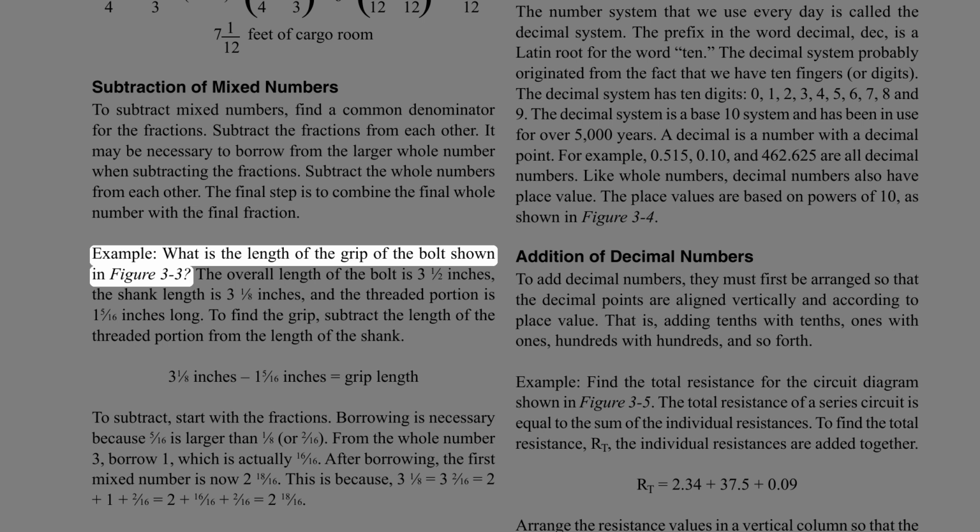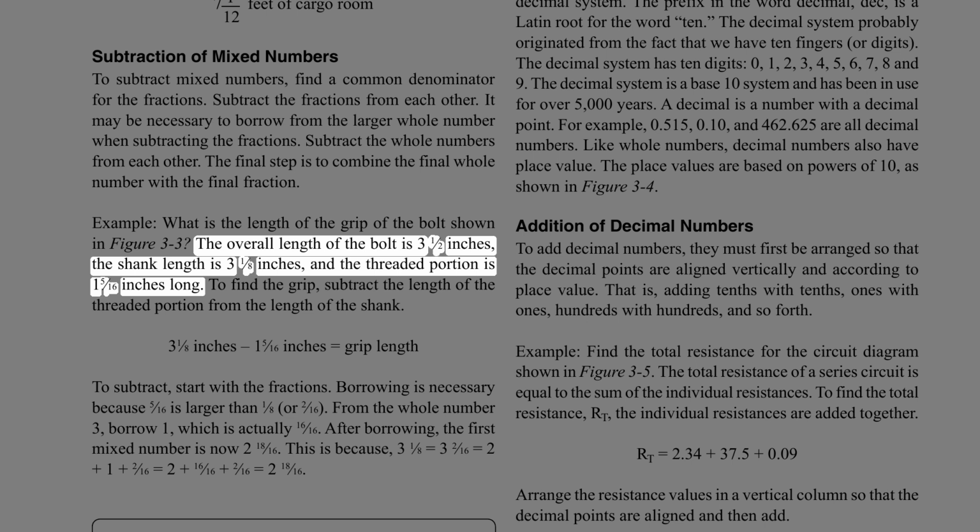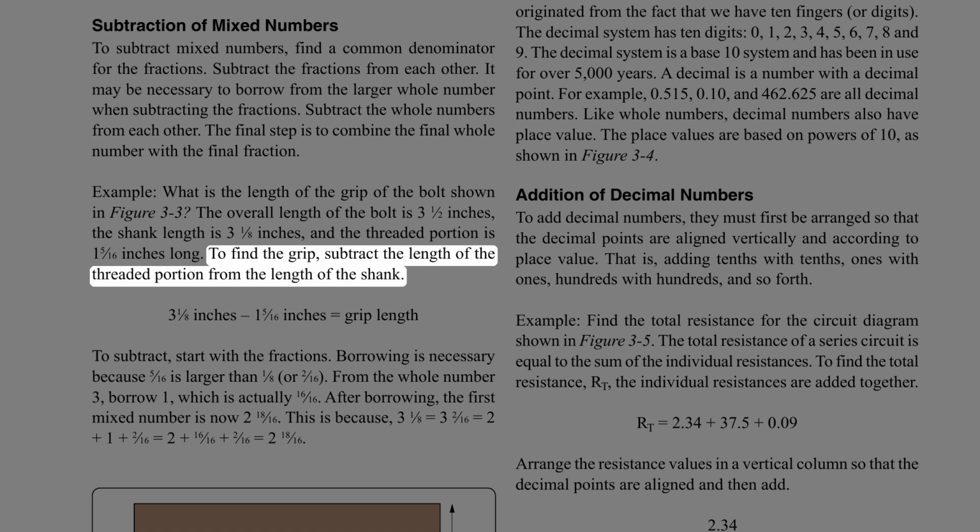Example: what is the length of the grip of the bolt shown in figure 3:3? The overall length of the bolt is 3 1/2 inches, the shank length is 3 1/8 inches, and the threaded portion is 1 5/16 inches long. To find the grip, subtract the length of the threaded portion from the length of the shank.